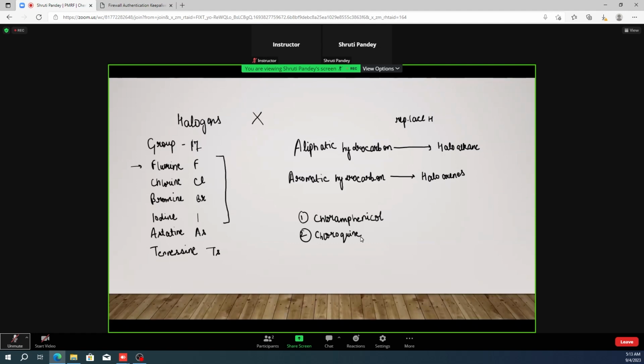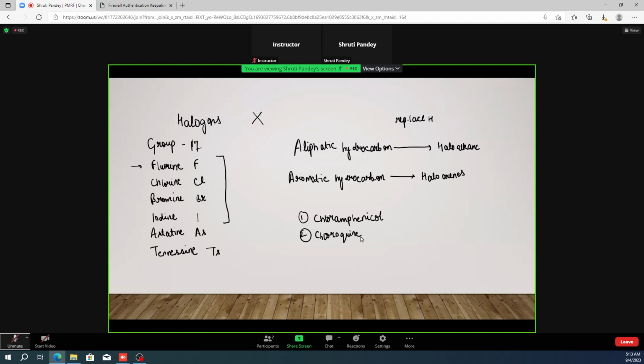Like when we go on to the chemical properties of these compounds, we'll see that we can use these haloalkanes and haloarenes as a starting material, as a reactant, to make all the other important organic compounds. Then these compounds are very much in use in the medical field also.